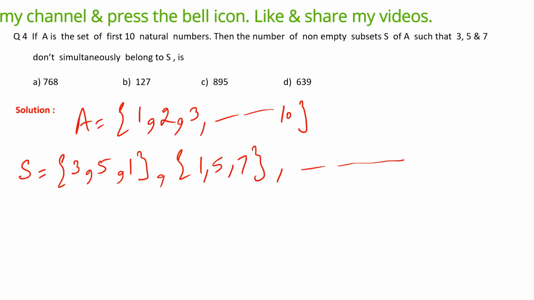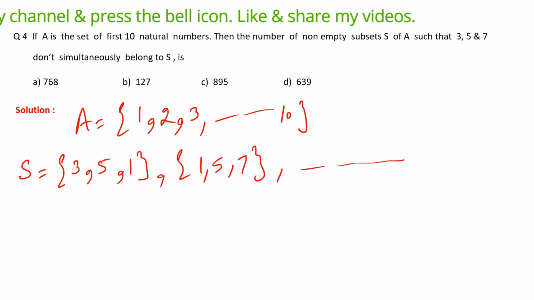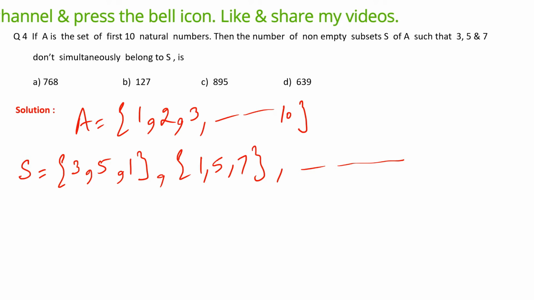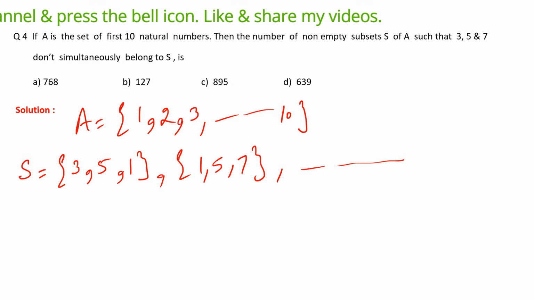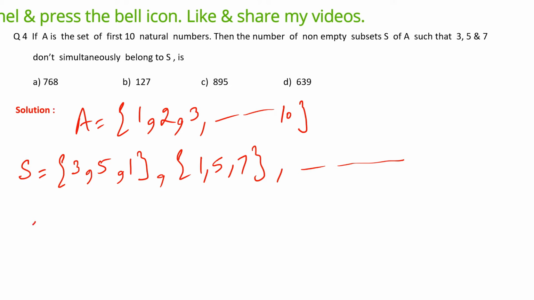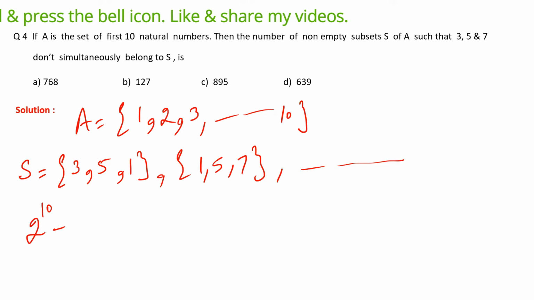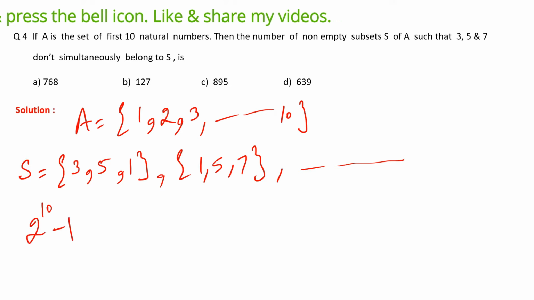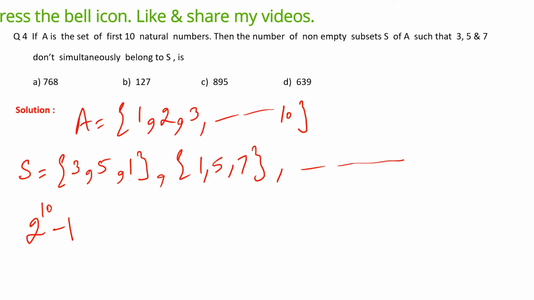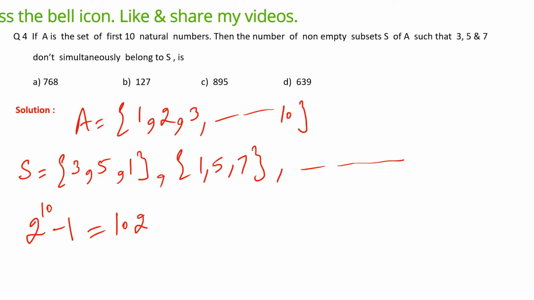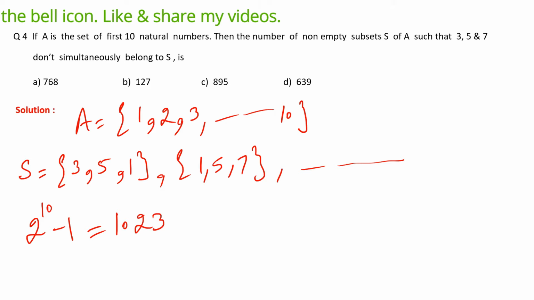And since every set contains the empty set as its subset, therefore, we will be subtracting 1 from 2 to the power 10. Why am I writing 10 over here? Because A has 10 elements. So this value comes out to be 1023. That means 1023 is the total number of non-empty subsets of this set A.